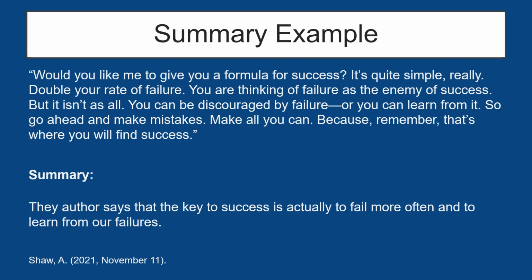Let's look at an example of a summary. Take these words by Thomas J. Watson. Would you like me to give you a formula for success? It's quite simple, really. Double your rate of failure. You are thinking of failure as the enemy of success, but it isn't at all. You can be discouraged by failure, or you can learn from it. So go ahead and make mistakes. Make all you can, because remember, that's where you will find success.